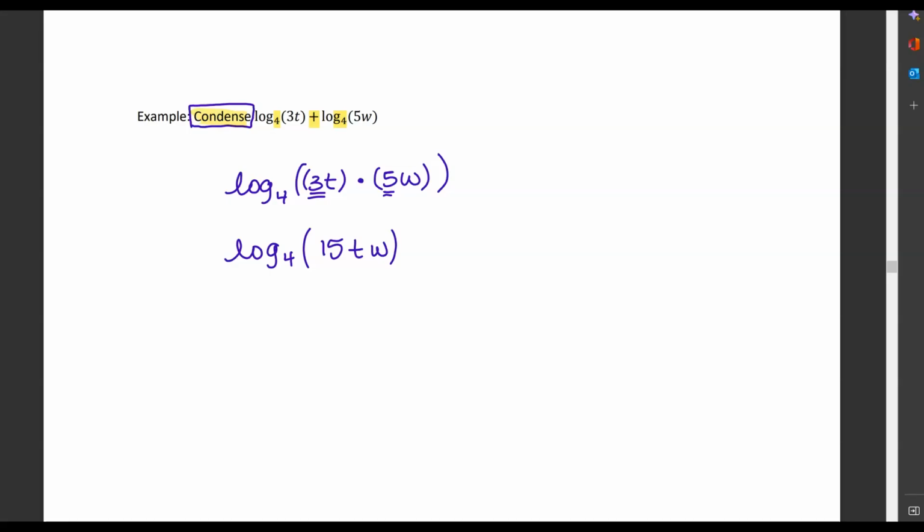All right, since we are condensing, we want to notice that addition sign there, and also notice that the bases are the same. We have 4, so that means we can in fact condense them. And so we're going to have 3t times 5w, and we're going to go ahead and multiply the 3 and the 5, so we get 15tw. So this would be the condensed version here.